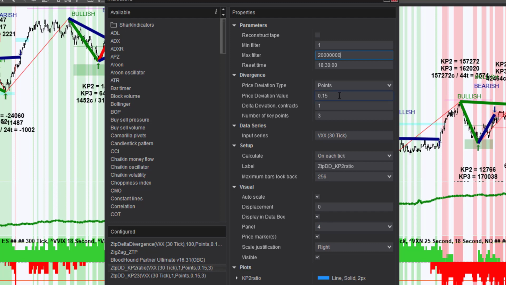The deviation value is again 15 cents right here. The number of key points is 3. And for the KP2 itself, the same settings apply. We are not reconstructing the tape, minimum filter of 1, point deviation value of 15 cents, and number of key points set to 3. The bloodhound is not needed on this chart.